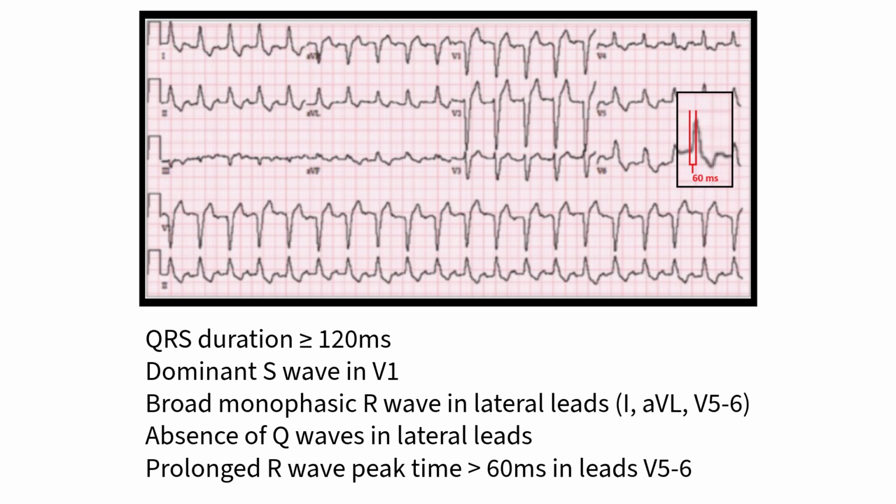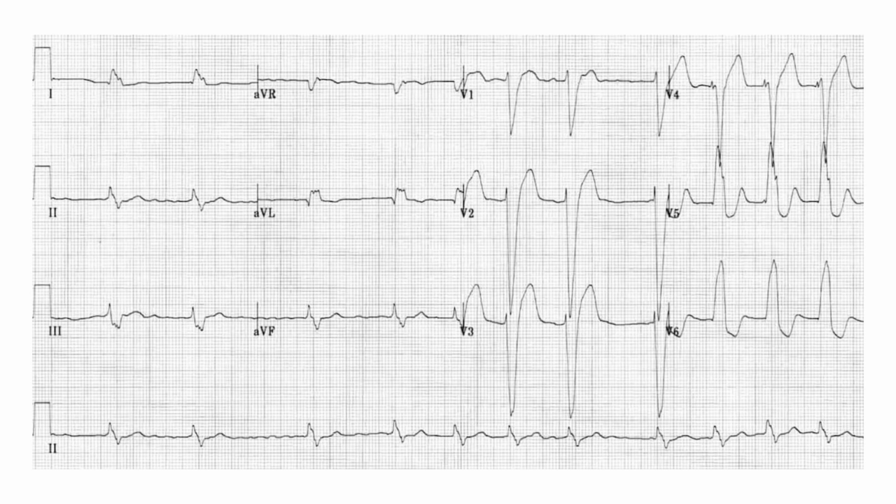And we should have a prolonged R wave peak time of greater than 60 milliseconds in leads V5 and V6, which is just the time from the onset of the R wave to the peak of the R wave. So here's an example of an EKG with left bundle branch block.